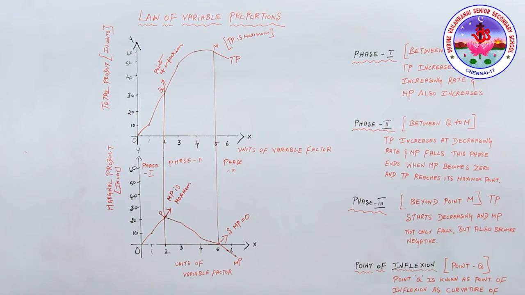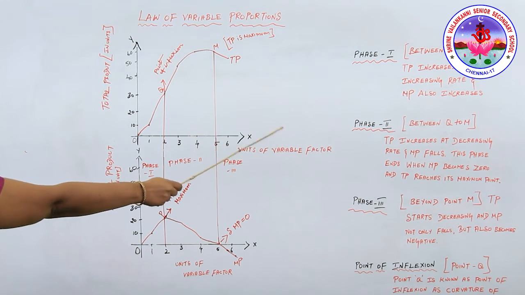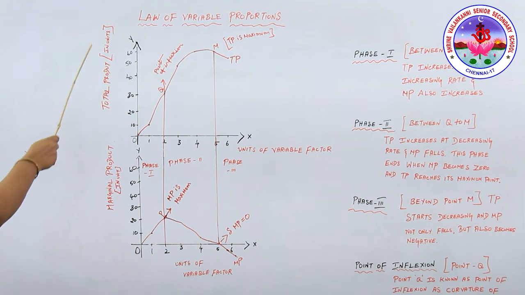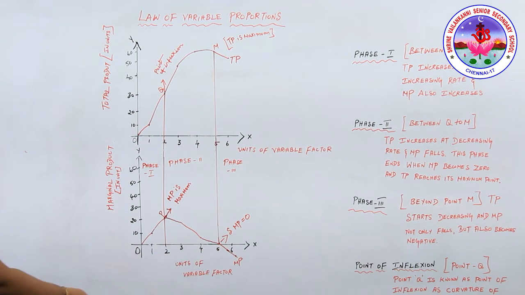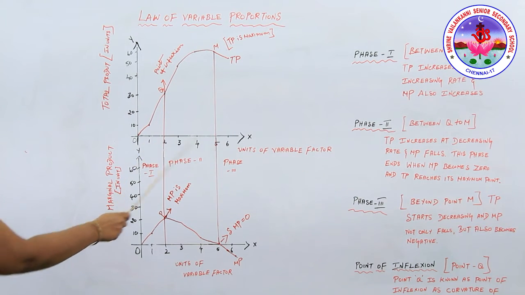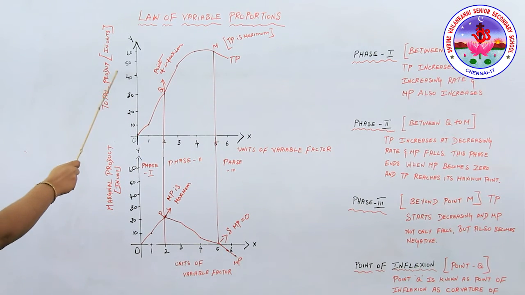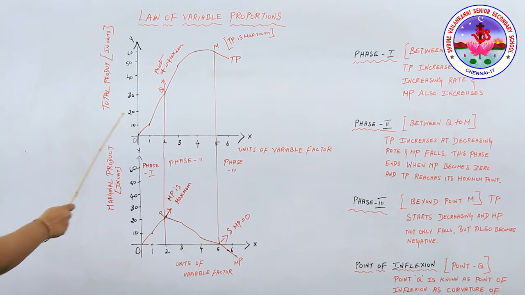Now let's start with the diagram explanation. Yes, now listen. The X-axis denotes units of variable factor and the Y-axis denotes total product in units. In this one, the X-axis denotes units of variable factor and the Y-axis denotes marginal product. Okay, I've just marked X-axis 1 to 6 and Y-axis 10, 20, 30, 40, 50 and 60. Now I'm just going to plot the points.